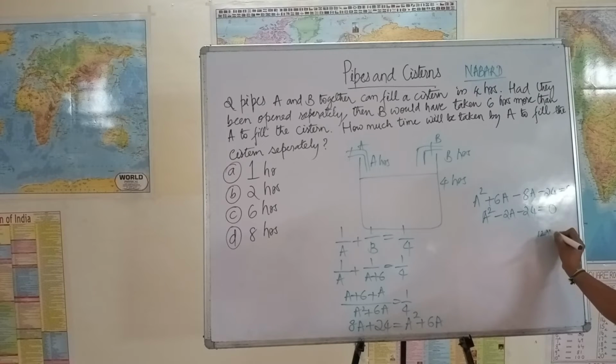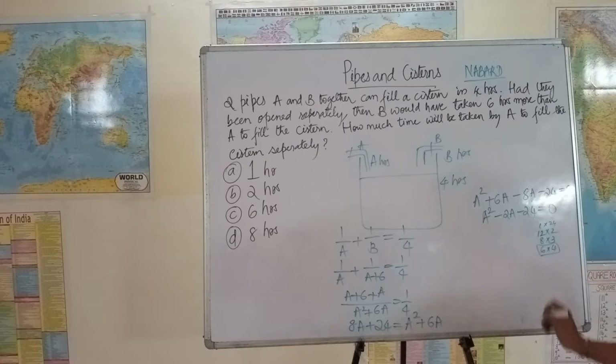12 2s are 24, 4s are 8, 3s are 8, and 4 6s are 24. Okay, now let's use which one of those factors to get 2. So 4 and 6, they can give us this 2.